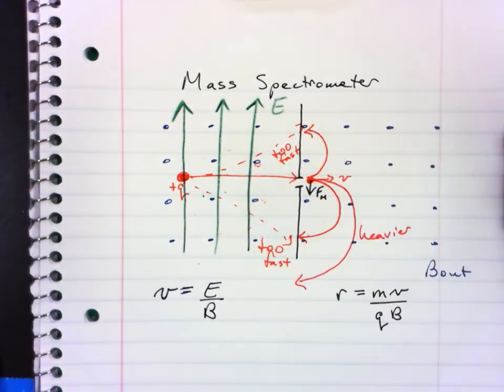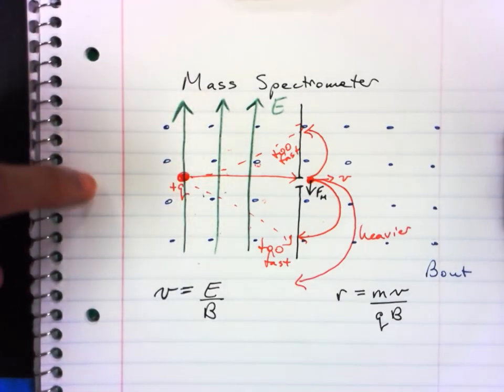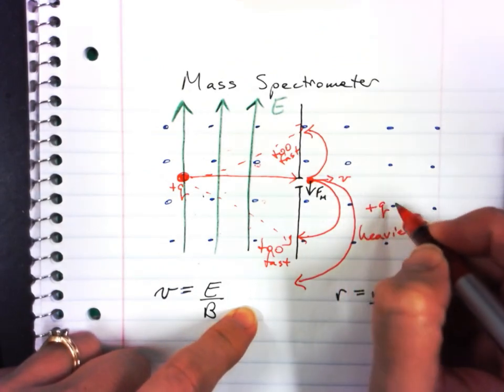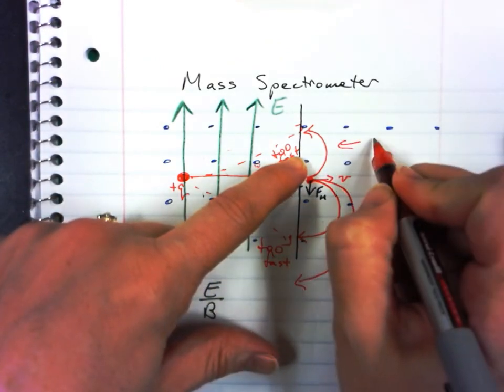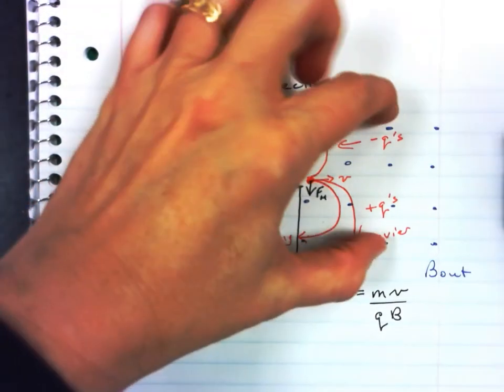This doesn't usually happen, but if you did have both positive and negative in here, when they got here, the positive ones would go this way, and the negative ones would go this way. So again, it sorts out what the species are, and it sorts them by both mass and charge.